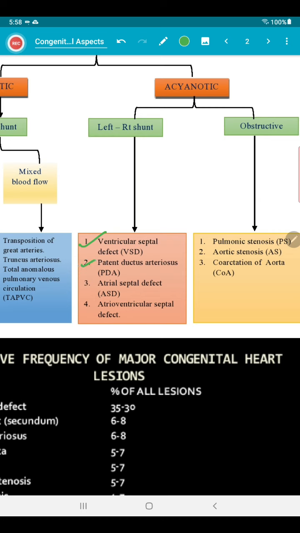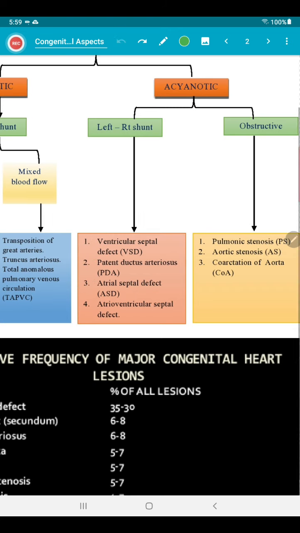The ductus arteriosus is a structure you might know by this time. Then atrial septal defect, a very important question that may come as a short note. And atrioventricular septal defect, or AVSD, is the fourth one. So these four are of the left to right shunt variety.